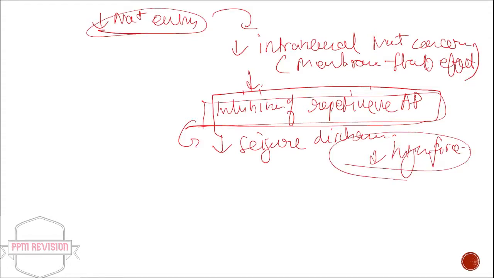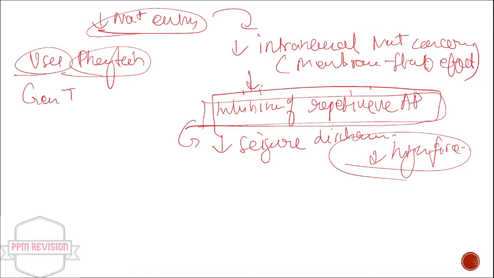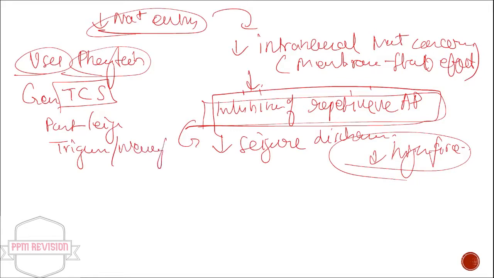Fine. Now just looking quickly at the uses. So phenytoin, where is it used? Phenytoin can be used in generalized tonic-clonic seizures, partial seizures, trigeminal and other neuralgias, and status epilepticus.